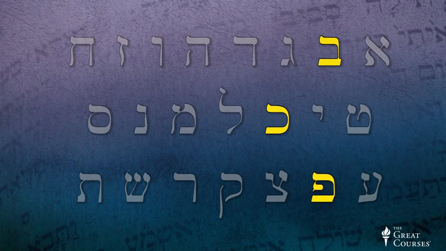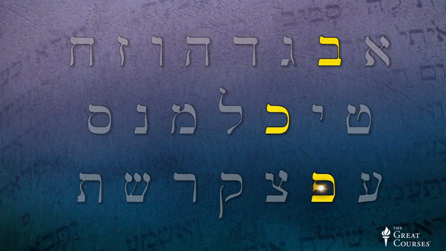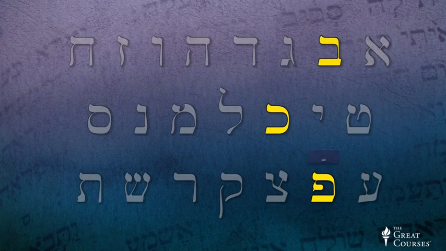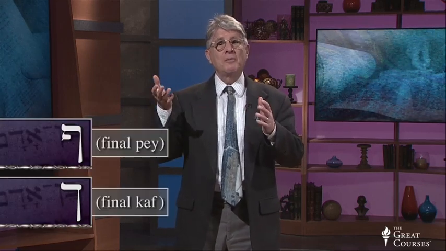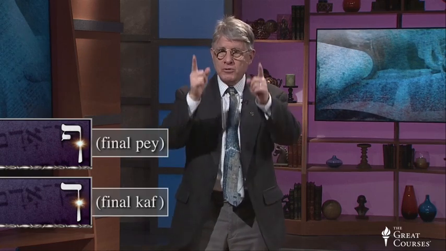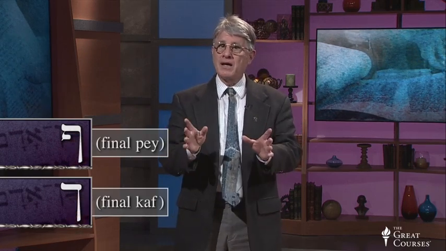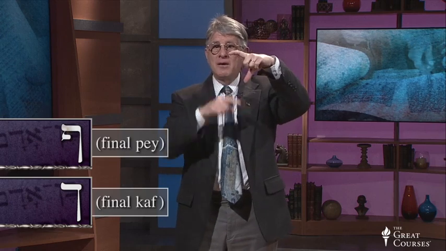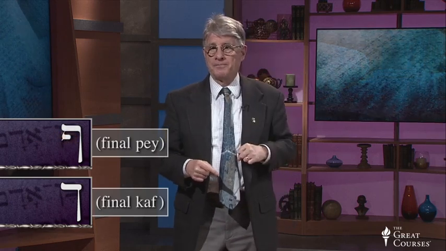Pei, shaped like Kaf, but with this little tongue sticking into the letter. Peh is the Hebrew word for mouth. This is my peh. And final Kaf, Kaf Sofit, and final Pei, Pei Sofit, which always sounds like an F, both go straight down. Again, Kaf is empty, Pei has that little tongue.